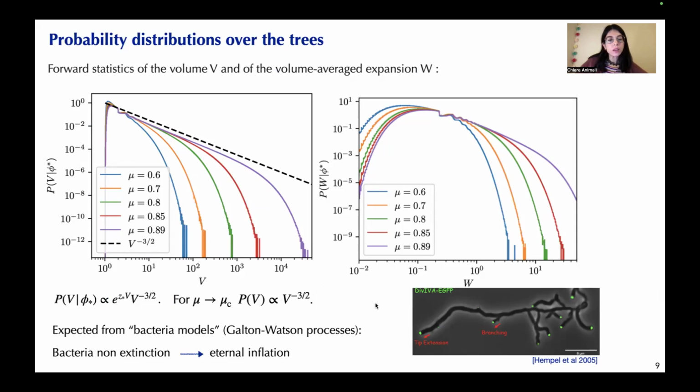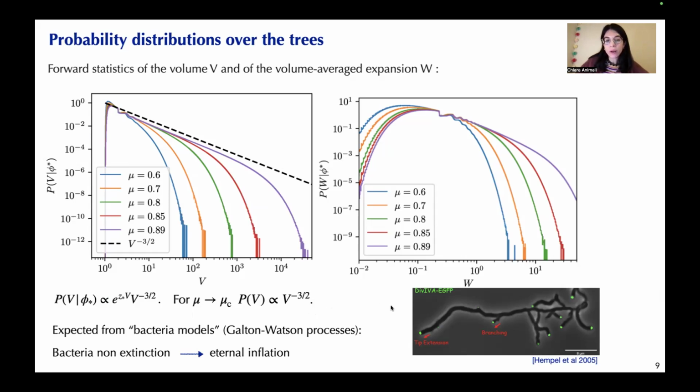In particular, for the volume distribution, we find a power law behavior with power minus 3/2 that is followed by an exponential tail, where this z star here is a negative number that corresponds to the rightmost pole of the generating function of the volume. And when mu goes close to the critical value for eternal inflation, that is the black dashed line in this plot, then the volume distribution has a poor power law decay.